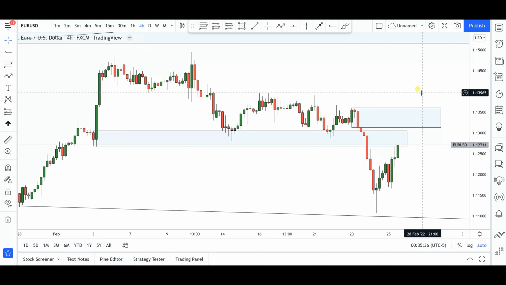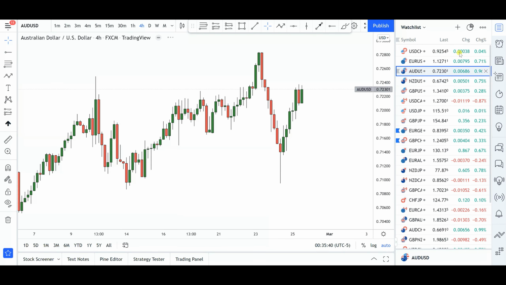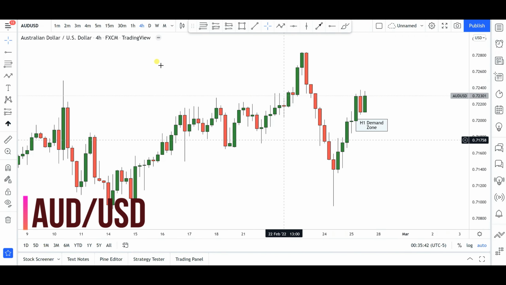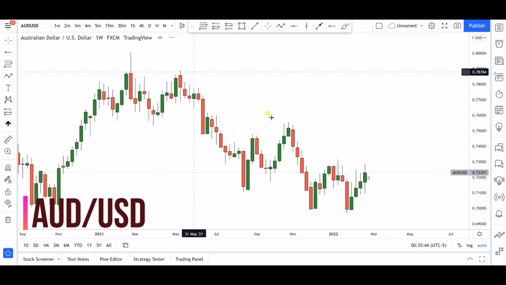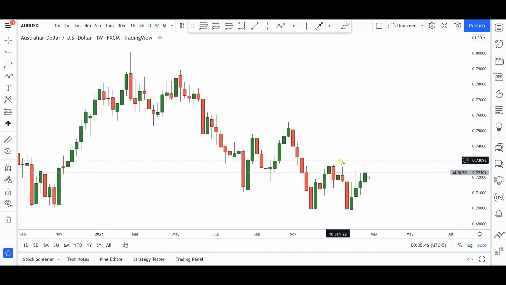All right, that's pretty much what I have here for euro US dollar. Next up is going to be Australian dollar US dollar. Now for Australian dollar US dollar, guys, I really don't have much, to be completely honest with you. Again, we are yet to take off this lower high that we have in this area.